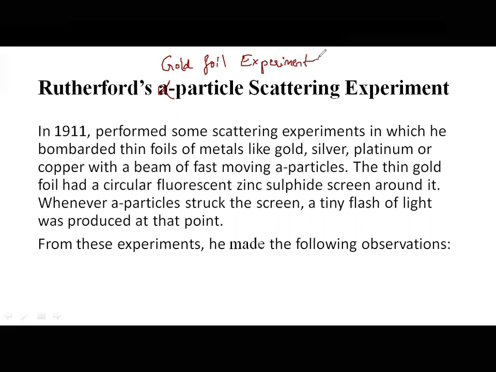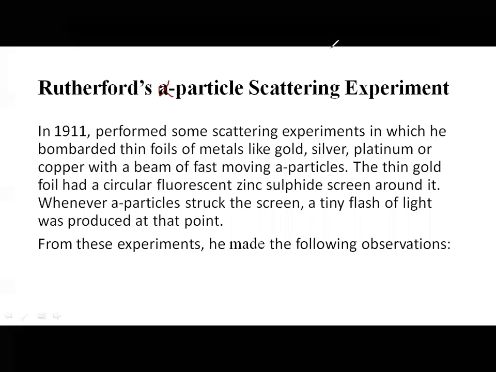So what did Rutherford do? In 1911, he performed a scattering experiment in which he bombarded thin foils of metals like gold, silver, platinum, copper. Now, I may ask why he used these metals only, which are so costly, right? See, metals in general are malleable, and the most malleable metal is gold. That means when you hammer gold, it becomes the thinnest sheet. That's the reason gold was considered, so he used gold only. So it is called the gold foil experiment. The thin gold foil had a circular fluorescent zinc sulfide screen.